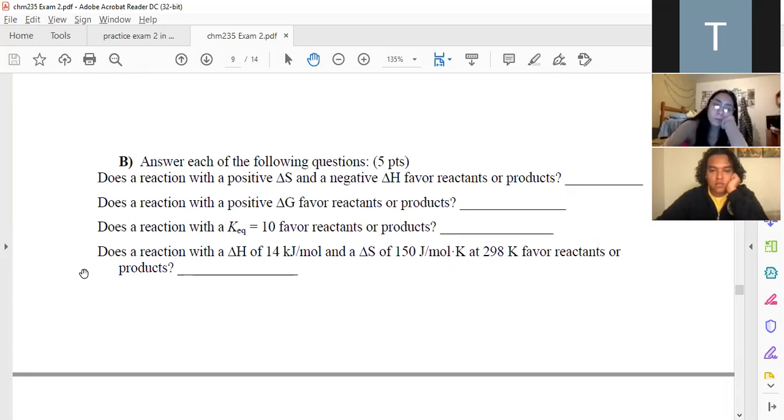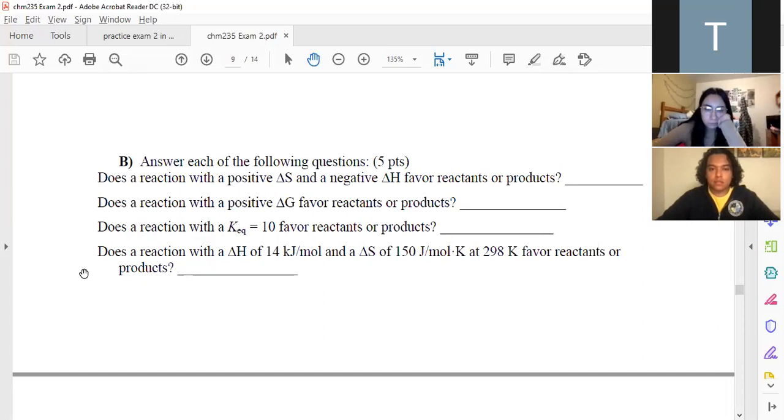So any idea on this last one? I think it would be products. Yep. So if it's at higher temperature, it should favor your products here. This is one thing I'm always a little unsure about. If you have positive delta H and positive delta S, you fall into what I like to call the I'm not sure category.